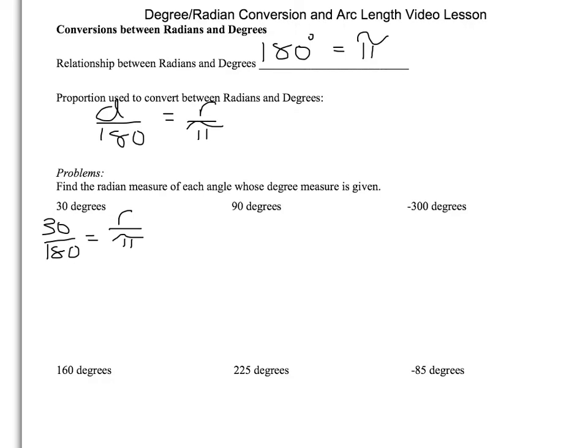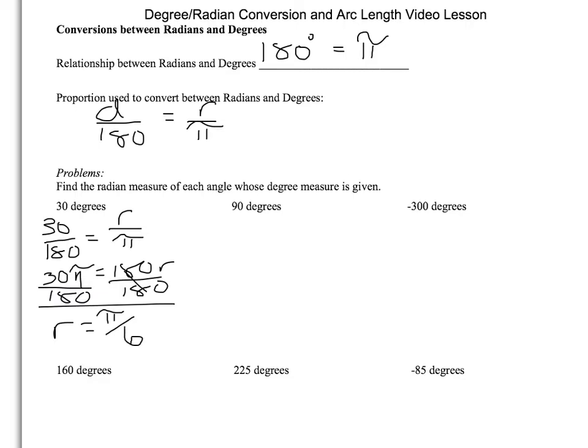Now to solve this, we cross multiply. So 30 pi equals 180r. To solve for r, we divide by 180. And you end up getting r equals, when you type this in your calculator, please just type 30 divided by 180, not with the pi. When you type 30 divided by 180, you get 1/6 as a fraction. You do have to remember to stick pi back up in the numerator, so it's going to be pi over 6. And that's your radian value.